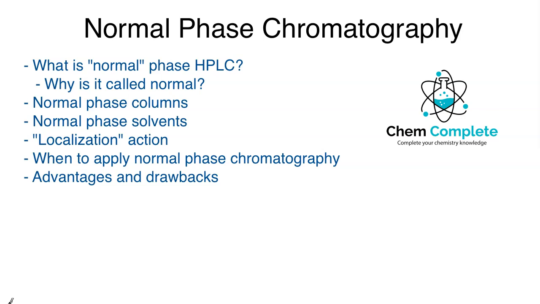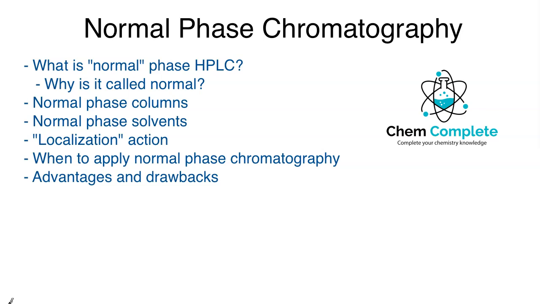How are they similar? Something called localization action. This is a very important concept in chemistry in general, but it is especially important when you start talking about adherence to stationary phases and columns. So we'll talk about that. And then we obviously want to know, when should we be applying normal phase chromatography in comparison to some of the other methods. And then finally, we usually like to wrap up with some kind of pros and cons or advantages and drawbacks to using normal phase chromatography. So we're going to take a look at each of these individually.